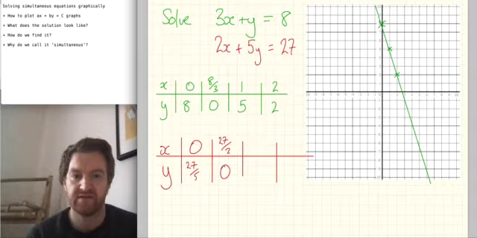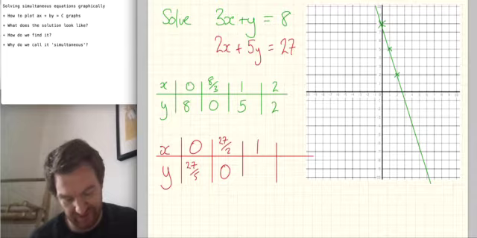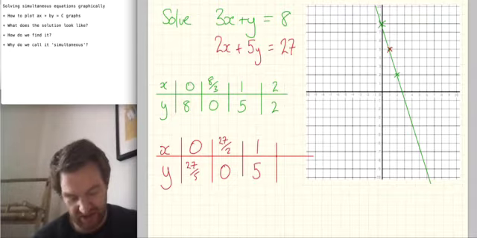Well, I know that, what about if x is 1? 2 times 1 would be 2. I'd need 25 more. 5 times 5, 1, 5. That one works. 1, 5. Oh, no, that's actually worked. But let's just do one just for argument's sake.